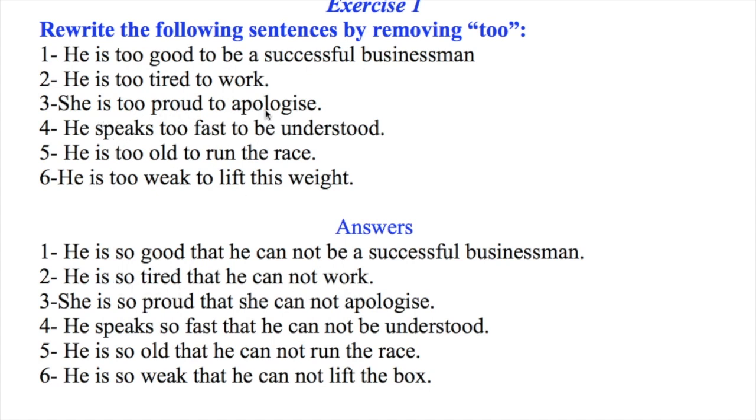She is too proud to apologize. The answer is, she is so proud that she cannot apologize. He speaks too fast to be understood. The answer is, he speaks so fast that he cannot be understood. Next, he is too old to run the race. The answer is, he is so old that he cannot run the race. Next, he is too weak to lift this weight. The answer is, he is so weak that he cannot lift this weight.